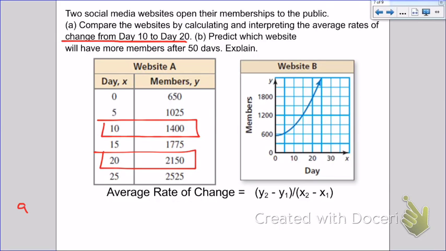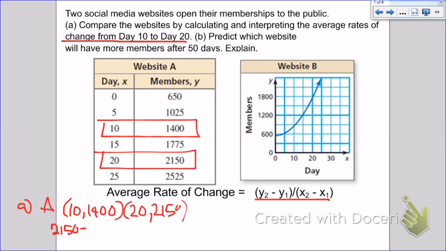So for website A, we actually have the points (10, 1400) and (20, 2150). And if we remember, when we calculate the rate of change, we do change of y over change of x. So we would go ahead and take 2150 minus 1400 and divide that by 20 minus 10, which gives us 750 over 10, which is 75. And then let's go ahead and look at B. Well, for B, we're actually going to have to look at the graph.